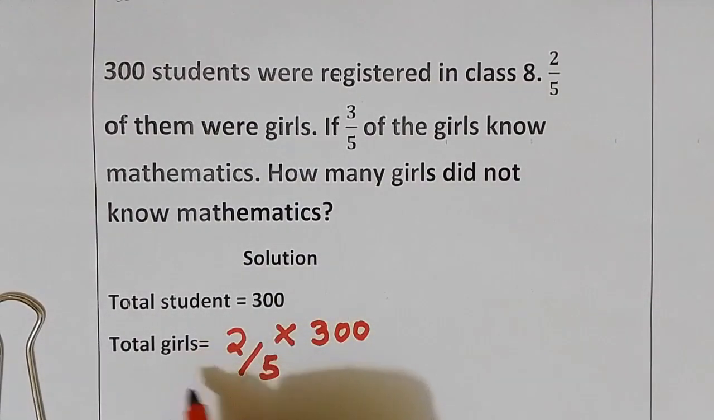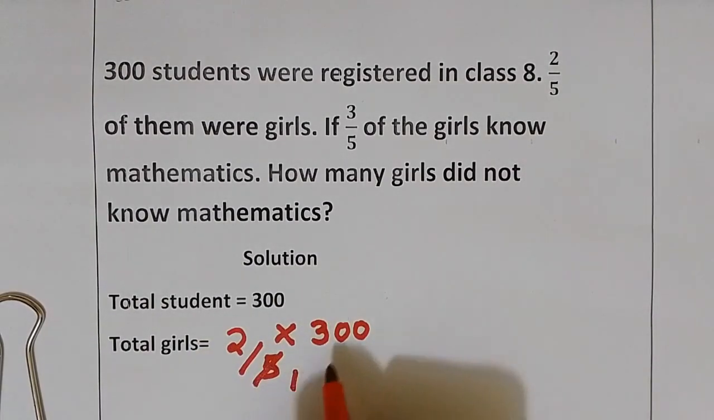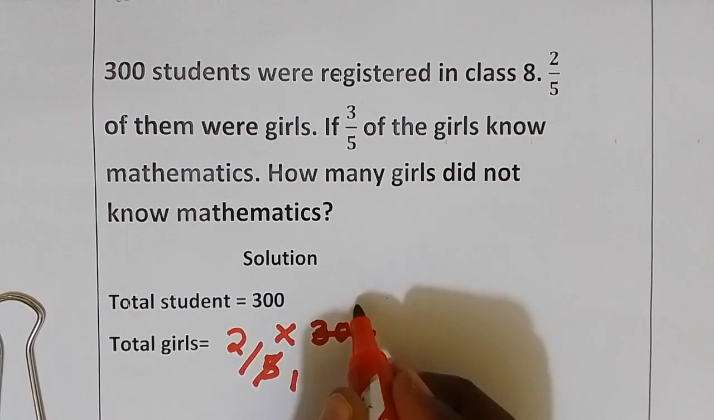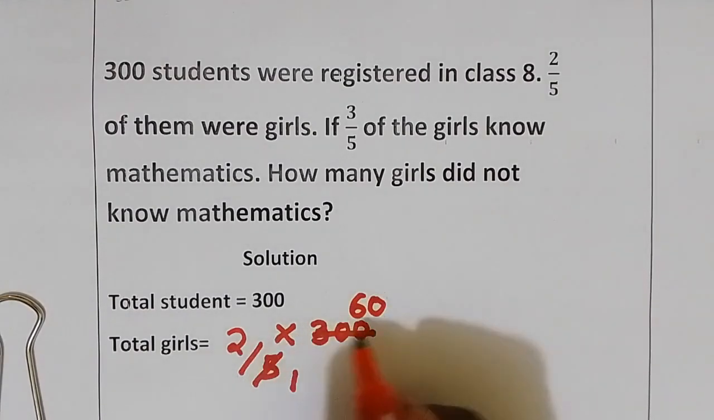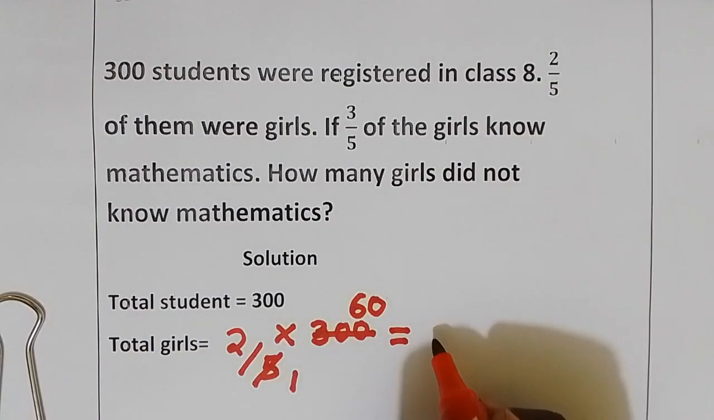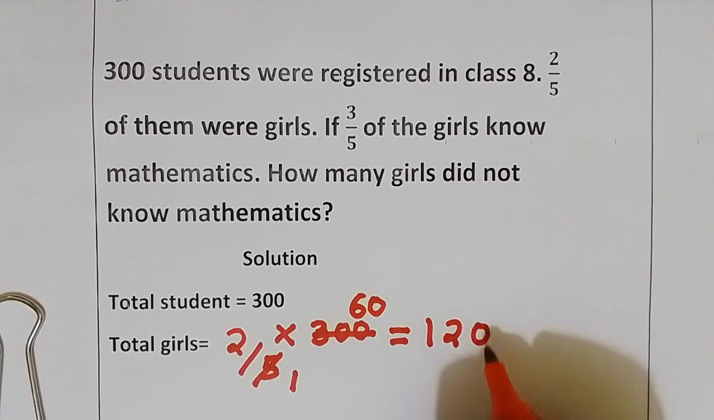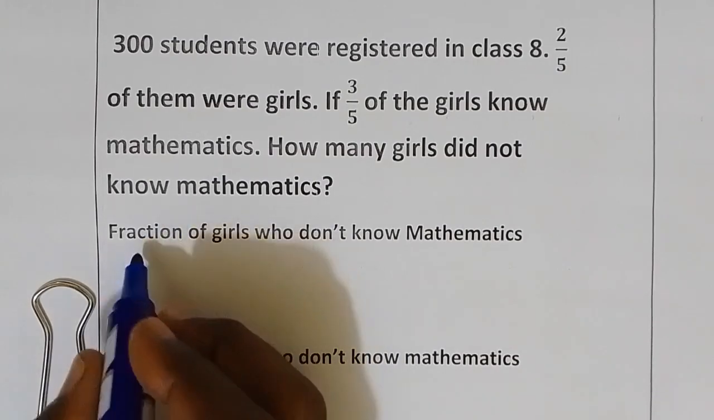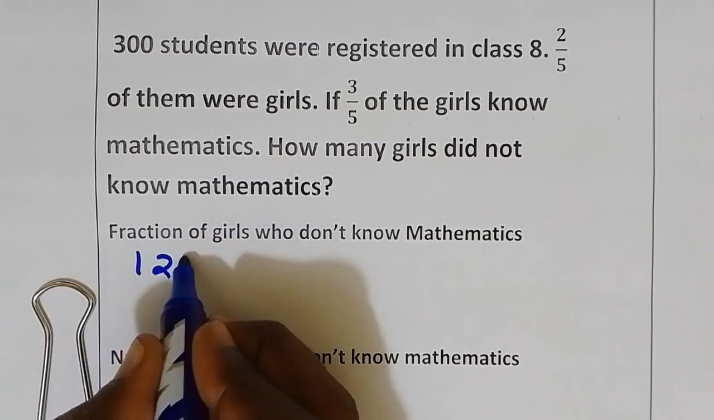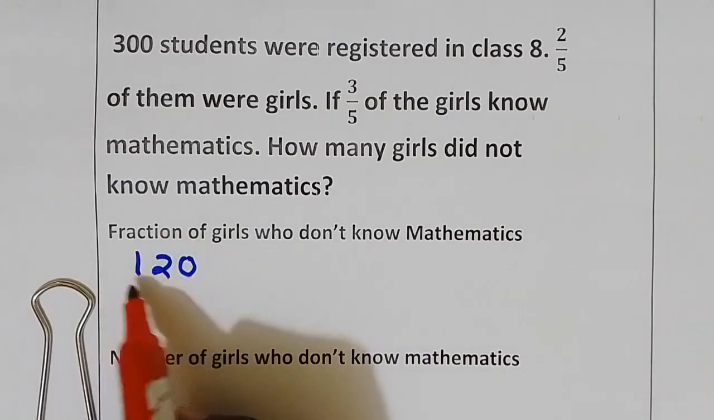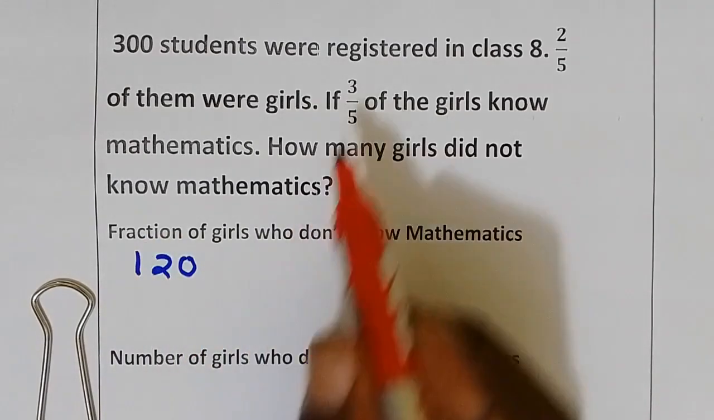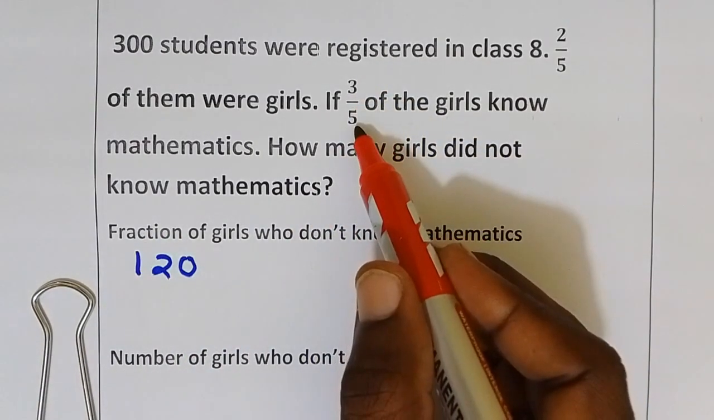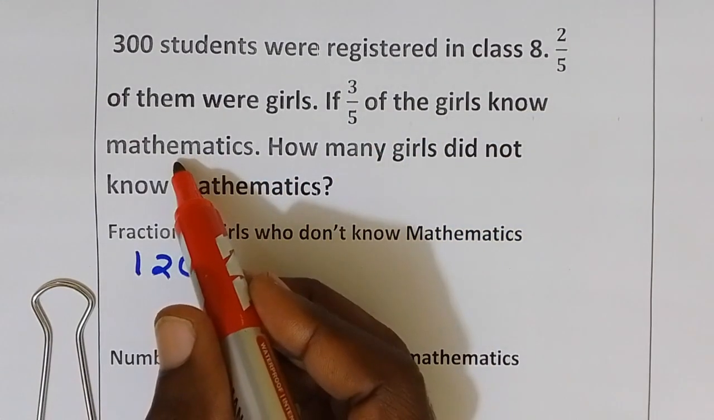We can simplify here by 5; 1 by 5, we get 60. 2 multiplied by 60, we get 120. This is the number of girls that are registered. Already, we have the number of girls that are registered. They are 120. Among these 120 registered girls, 3 out of 5 of them know mathematics.